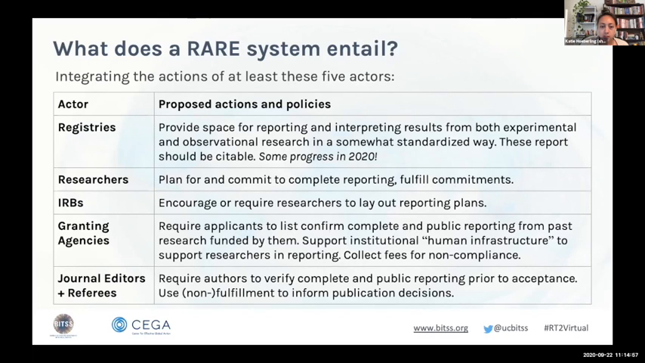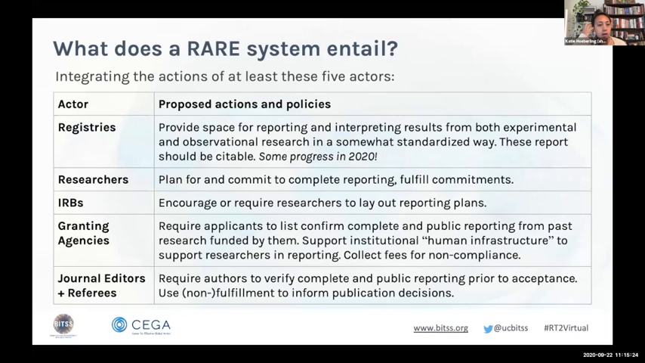Importantly, we would want these to be citable, because if you aren't able to publish your findings in a journal or a preprint or somewhere else that assigns a DOI or is citable, it's going to be hard for people to reuse this work. So yeah, I mentioned the progress this year. And then researchers, this is kind of an obvious one, but planning and committing to report completely and fulfill these commitments.